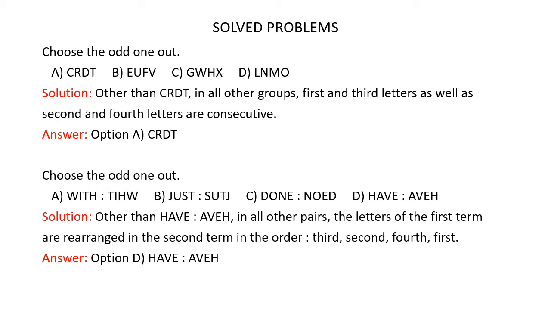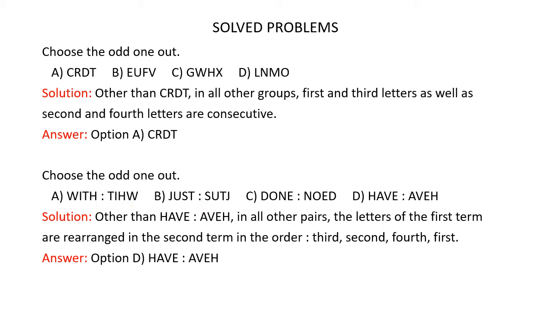Choose the odd one out. Here you are given four options. Option A, with is to TIHW. Option B, just is to SUTJ. Option C, done is to NOED. Option D, have is to AVEH. You have to find the odd one out among these four options.